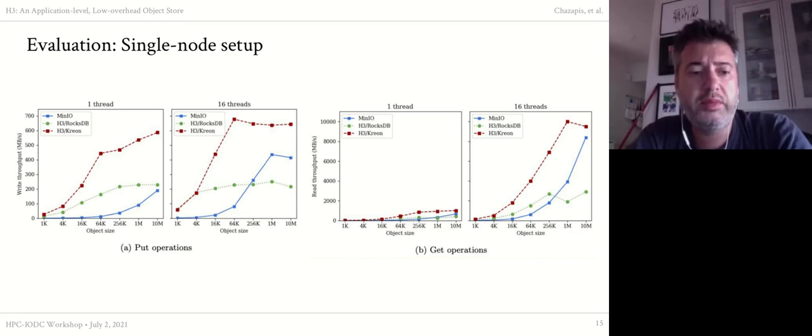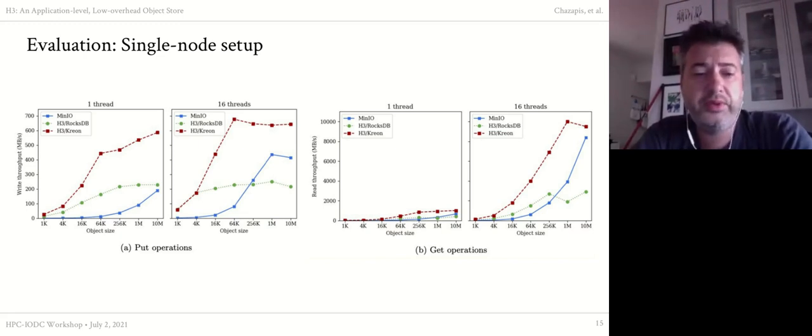Now on to some evaluation. To evaluate the performance of H3, we performed a series of runs comparing it to Minio, which is a very popular standalone S3 server. So here are the results for put and get operations in one node. In H3, we use the RocksDB and Crayon key value stores and do a series of puts and gets with various sizes with one or multiple threads.